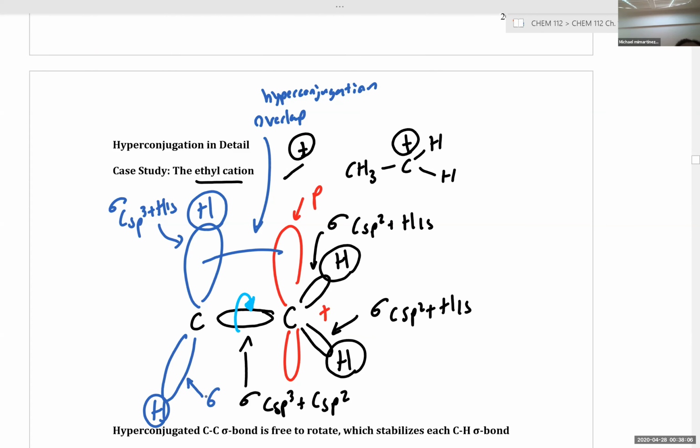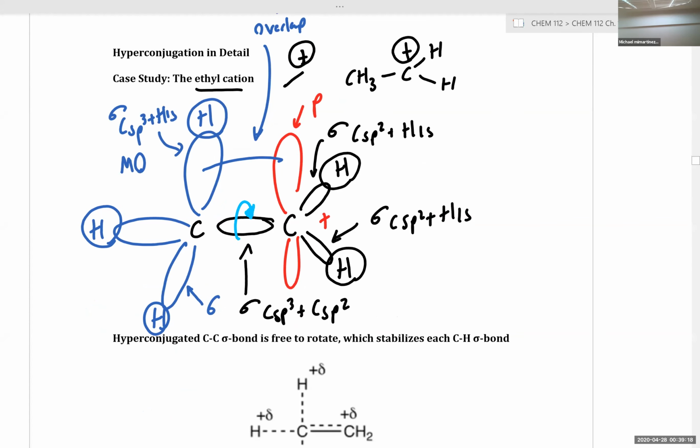Does everyone understand from an orbital picture perspective how hyperconjugation functions? It's an overlap of our sigma bonding MO and a p orbital that stabilizes our p orbital via donation of electron density. This is not a very strong overlap, but it has a significant effect on carbocation stability. Does that make sense to everyone? Anyone have any questions so far on this idea of hyperconjugation?